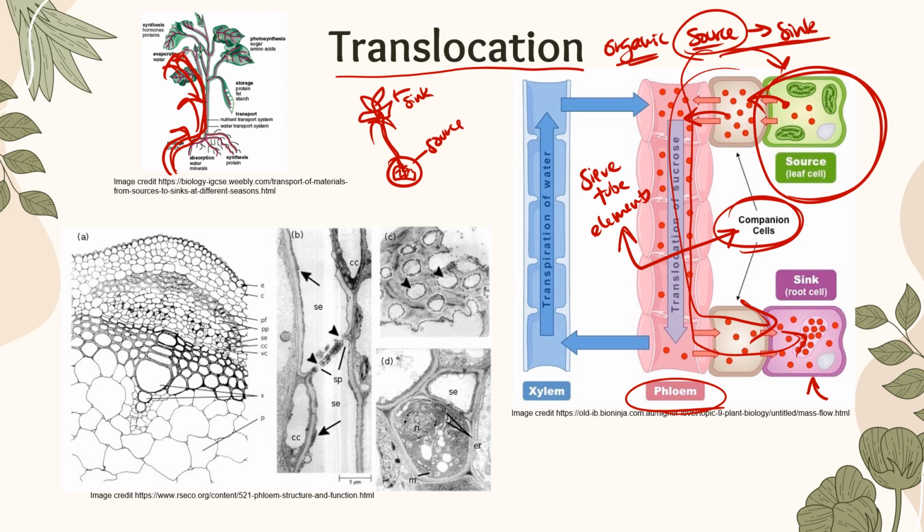These sieve tube elements are pretty cool. They are almost dead, but not all the way dead like xylem, but almost. So they do have a tiny little bit of cytoplasm left. They do have a plasma membrane. This micrograph is showing sieve tube element cells. You can see we've got a cellulose cell wall here. There's a tiny, tiny little bit of cellular material, but it is mostly not there.